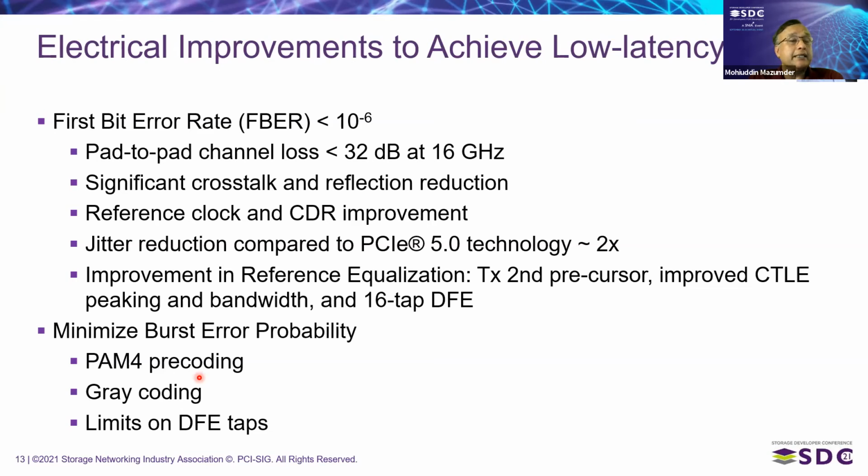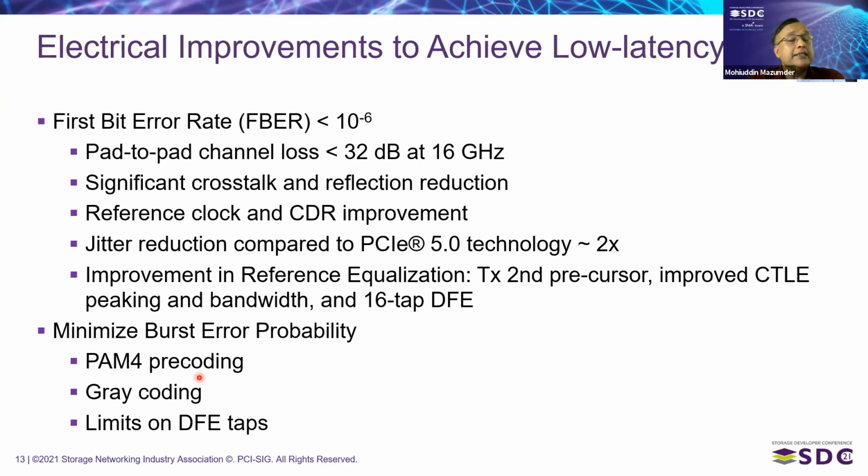So this increases the electrical challenges. So we have made a lot of improvements and compromises. The pad-to-pad channel loss in PCIe 5.0 is 36 dB. We estimated that that would be very difficult for achieving 10 to the minus 6 BER. So we go for a pad-to-pad channel loss less than 32 dB at 16 gigahertz. We significantly reduce the channel crosstalk, crosstalk within package, and the reflection at various interfaces. We improve significantly the reference clock and CDR. Jitter reduction compared to PCIe 5.0 is about 2x.